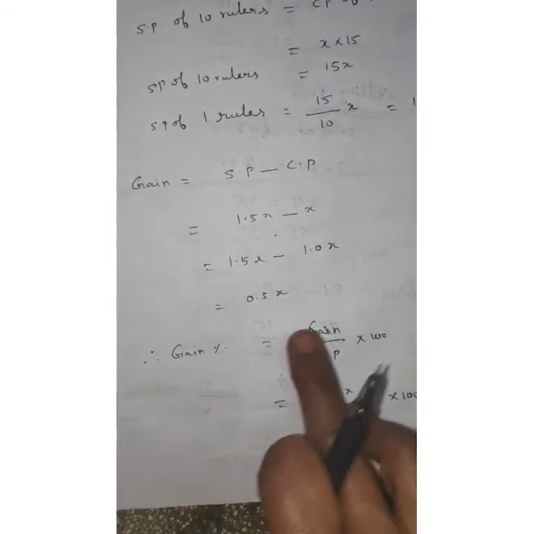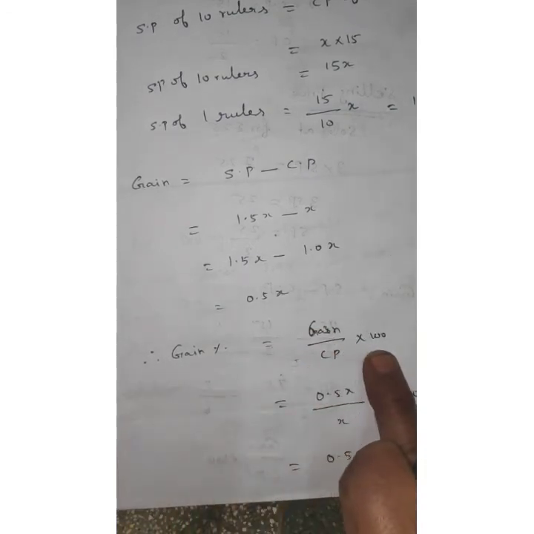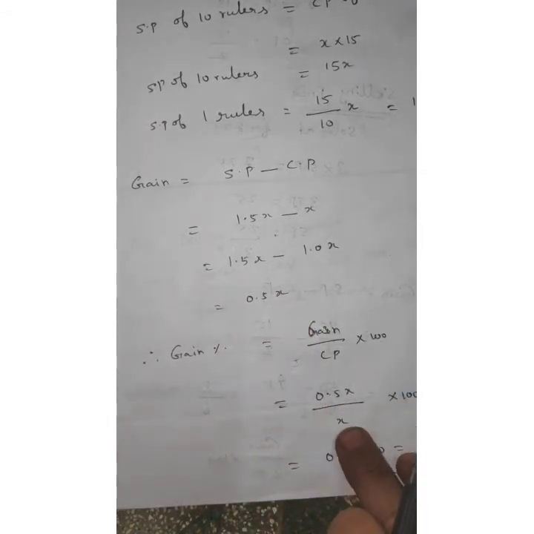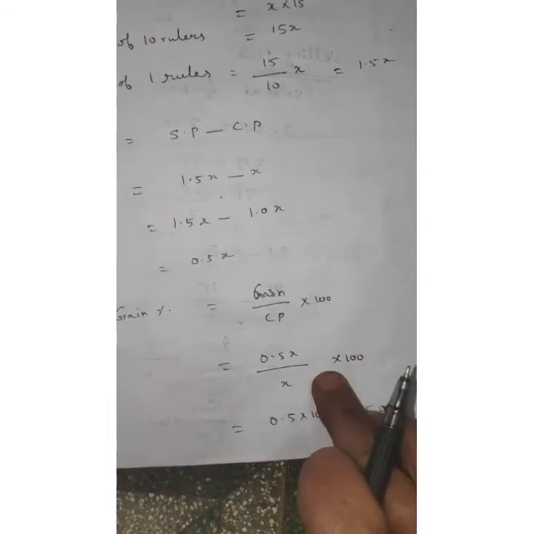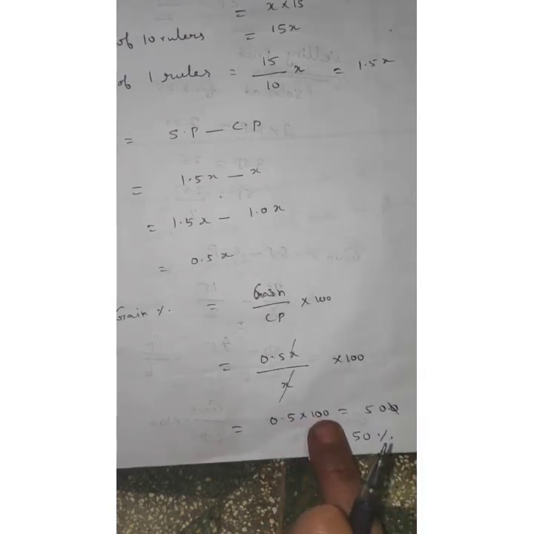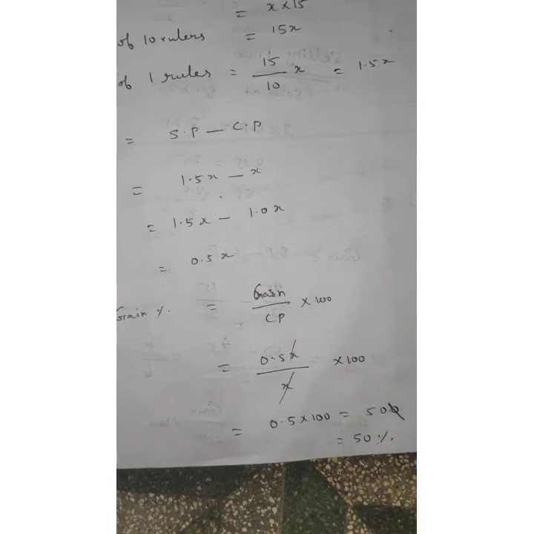Gain percentage equals gain by CP into 100, or profit percentage equals profit by CP into 100. Gain value equals 0.5X divided by X, the CP value, into 100. Cancel X. Multiply 0.5 into 100 and write 50.0. Strike out the 0 after the point. So 50 percent is the answer.